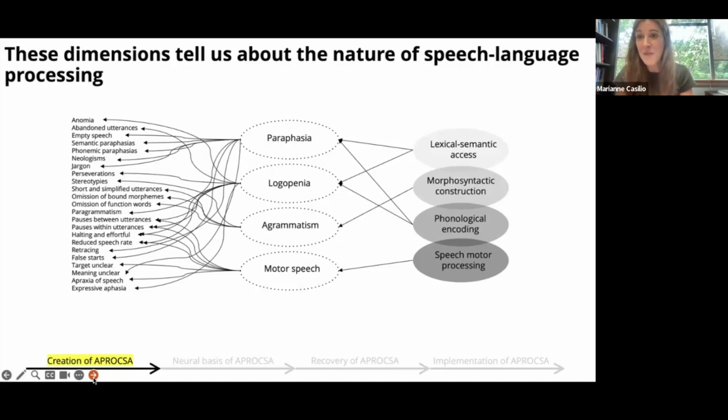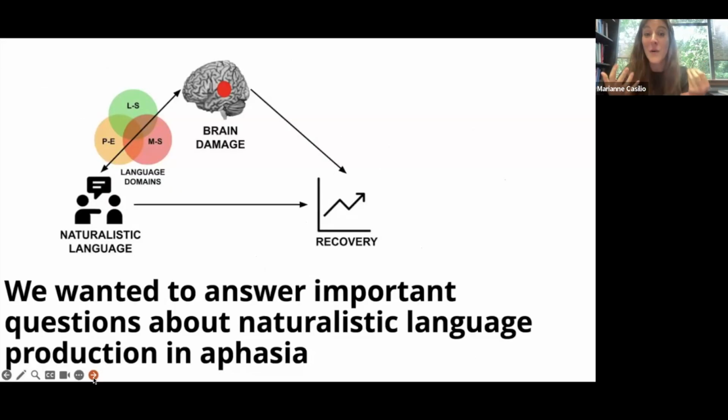So after doing this study, we were really excited. We thought we got more than we bargained for. We had a tool that we felt like we could use. And so that's how we got to where we are now: we wanted to answer important questions about naturalistic language production in aphasia. And this is a big part of my research program at present.